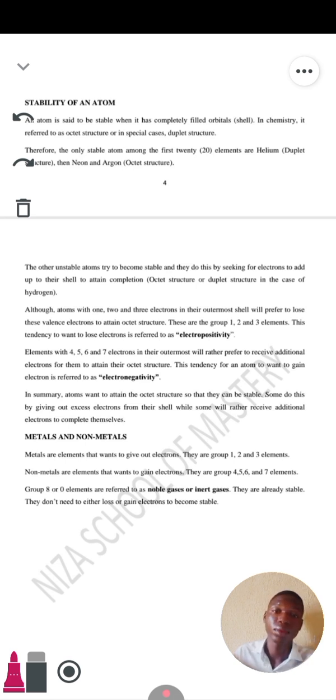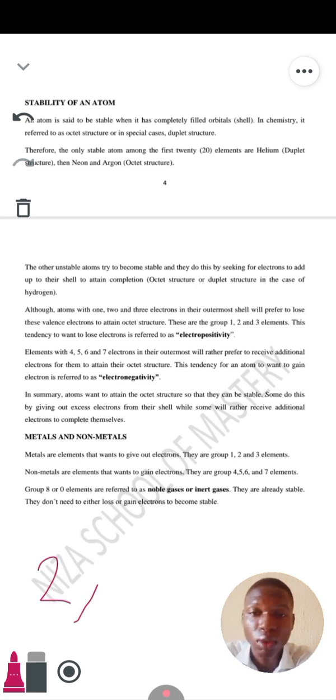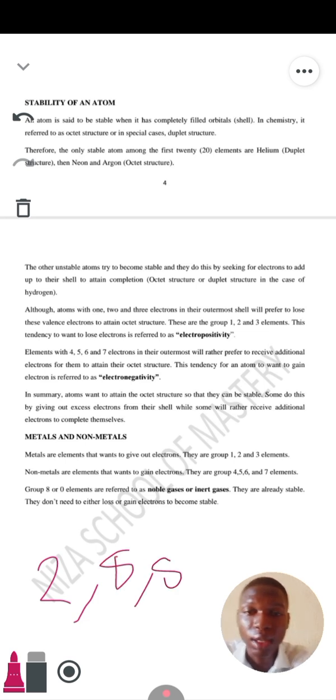To be stable. How did I know? Because it is completely filled. Alright, if I give another example, it is argon. What is the configuration of argon? Argon is atomic number 18, so it has 18 electrons. So the configuration of argon will be 2, 8, 8.